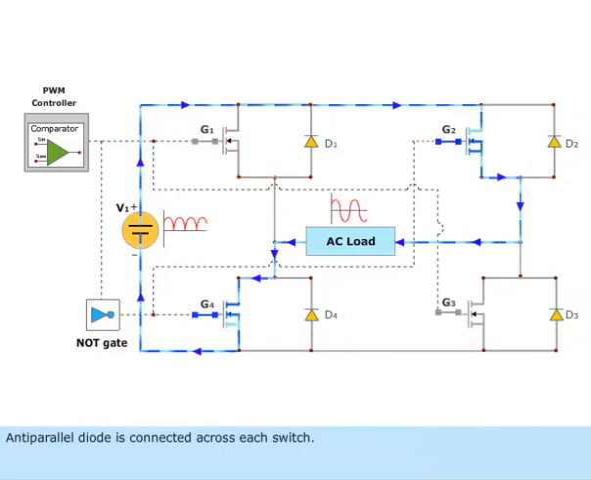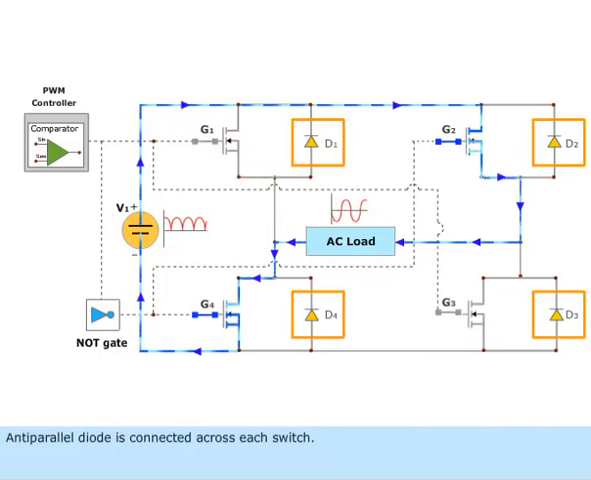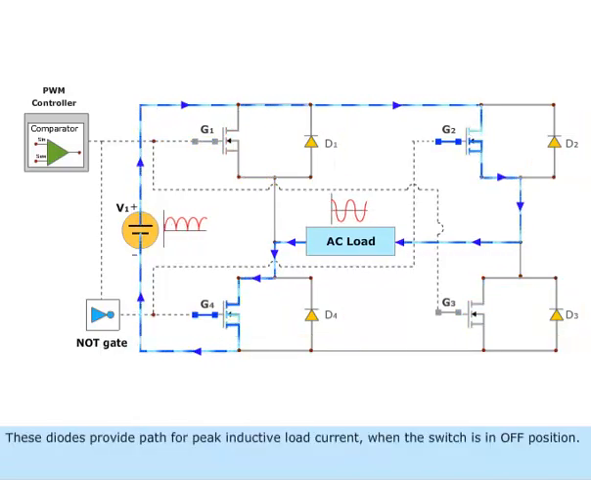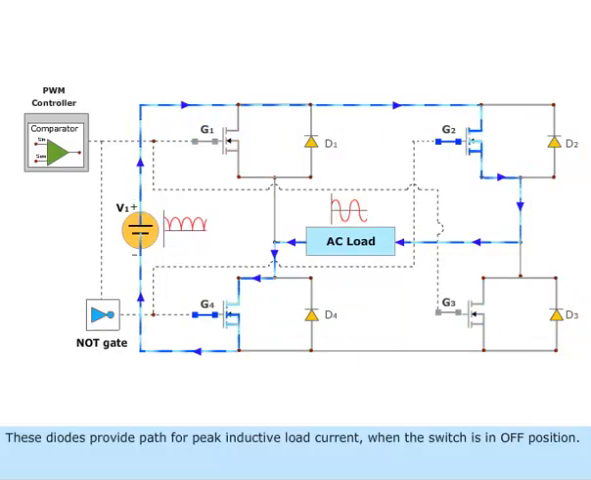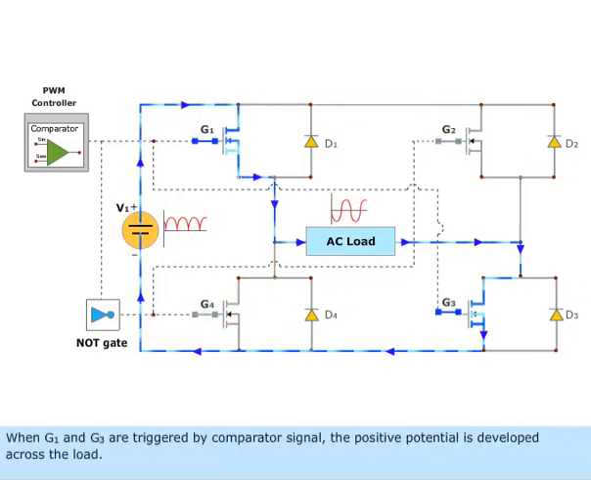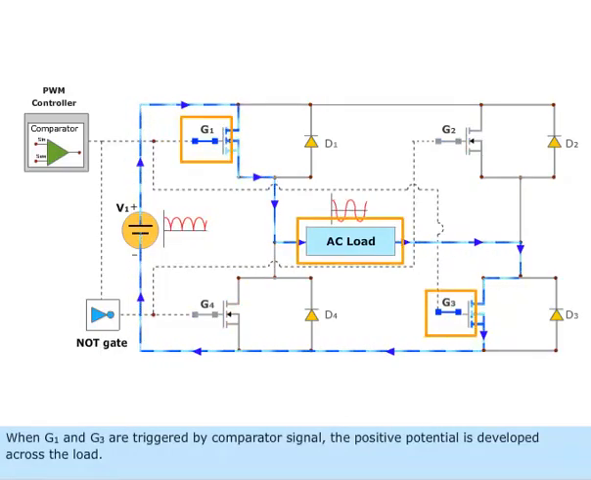Anti-parallel diode is connected across each switch. These diodes provide path for peak inductive load current when the switch is in off position. When G sub 1 and G sub 3 are triggered by comparator signal, the positive potential is developed across the load.